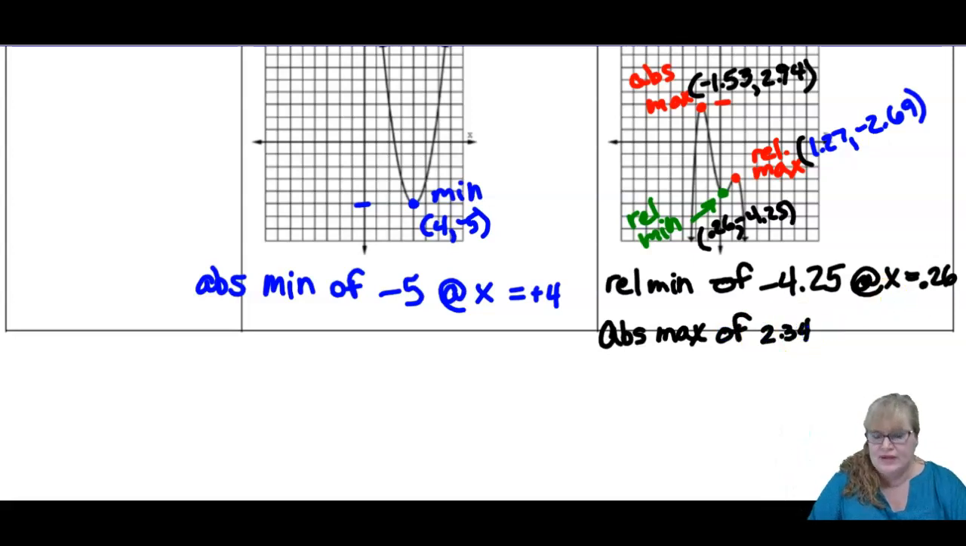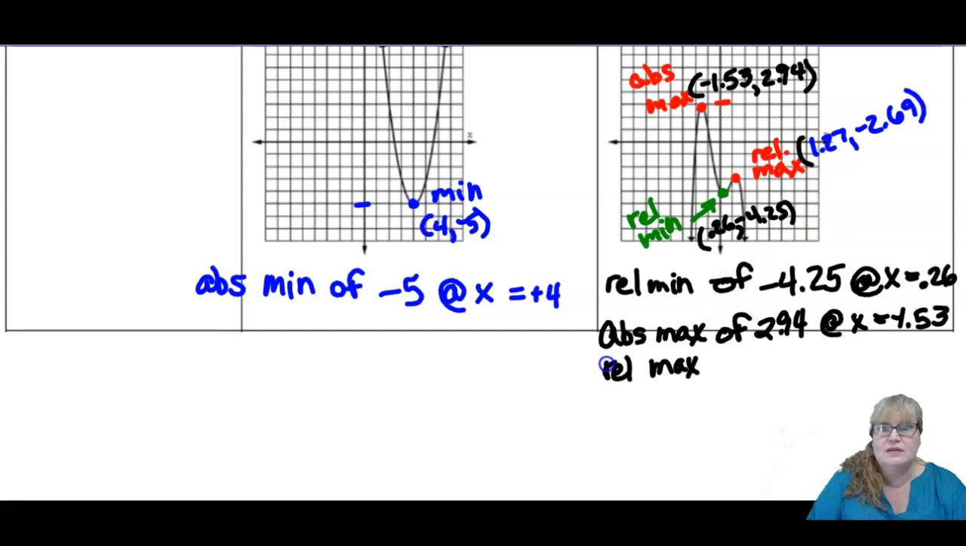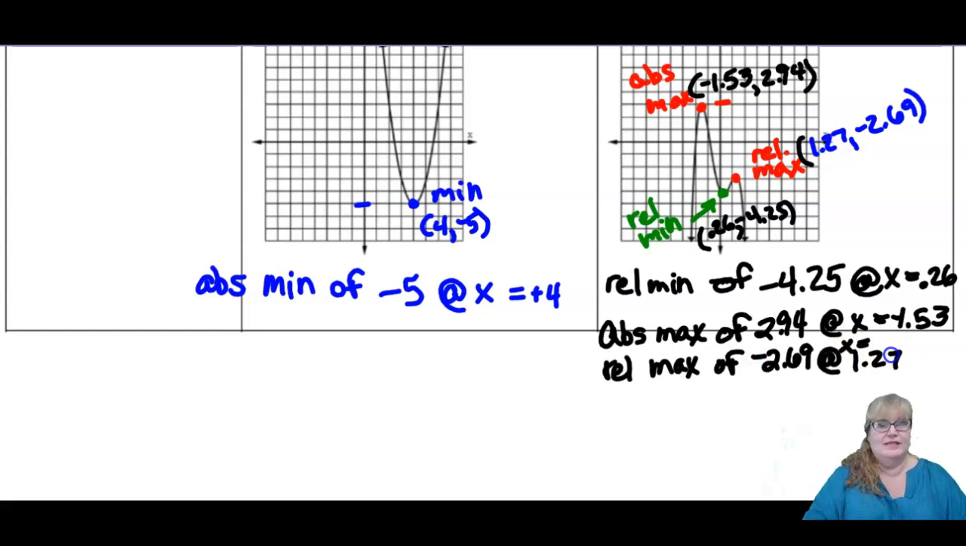Is that what that said? 2.94. I can't read my own writing. And that occurred at x equals -1.53. And then it had a relative max, or a local max, of, and the y value is -2.69, and that occurred at an x value of 1.27. All right, so that's how you write maxes and mins, and that's how you use your calculator to find them.